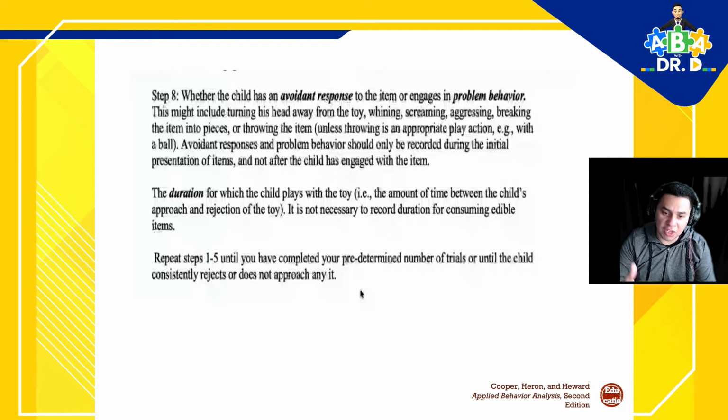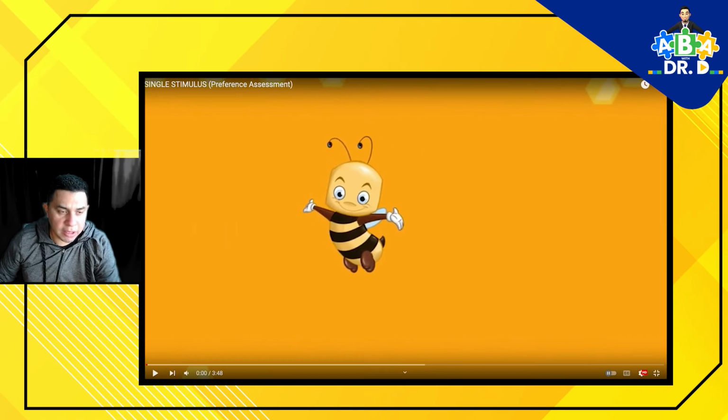We do have plenty of video models here in ABA with Dr. D. We're going to watch the actual video where we see the implementation of a single stimulus. I'm going to give some commentary as we watch this video. Okay, so here we go. All right, so we're going to start watching the video now. This one once again is called Single Stimulus Preference Assessment. I'll put a bit more volume here so you guys can hear it. So here we go.